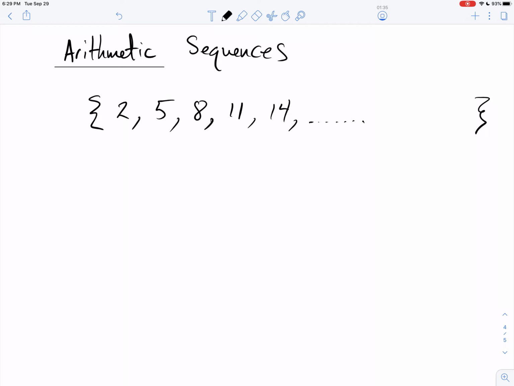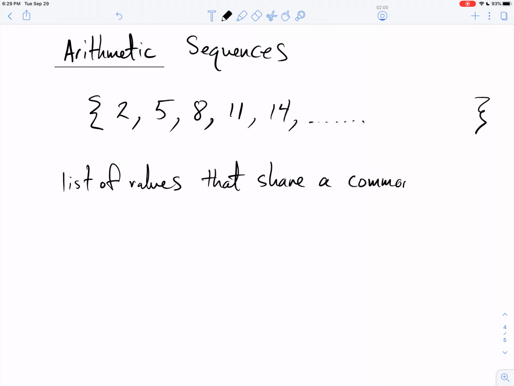So let's talk about this. This thing right here you're looking at is an arithmetic sequence. An arithmetic sequence is a list of values that share a common difference. They share a common difference.